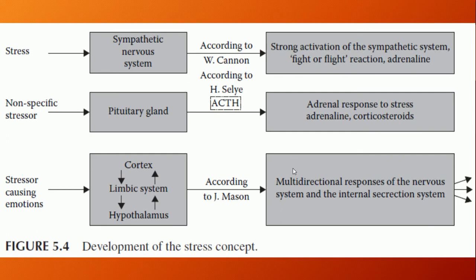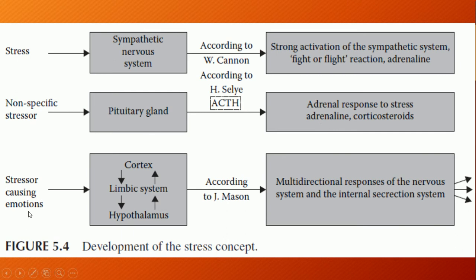So the development of the stress concept, we have three. The stress affects the sympathetic nervous system. According to W. Cannon, strong activation of the sympathetic system, fight or flight reaction, and then adrenaline. For non-specific stressor, it affects the pituitary gland. According to Hans Selye, adrenaline responds to stress, adrenaline and corticosteroids.